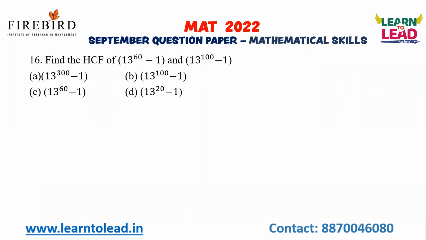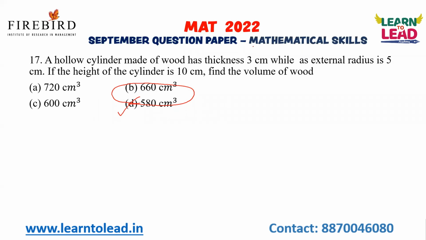Okay, find the HCF, the highest common factor, they're asking. The highest common factor which can be divided here is 13 to the power 20 minus 1. This is the highest common factor which divides both the values. Okay, now we'll move to the next question.